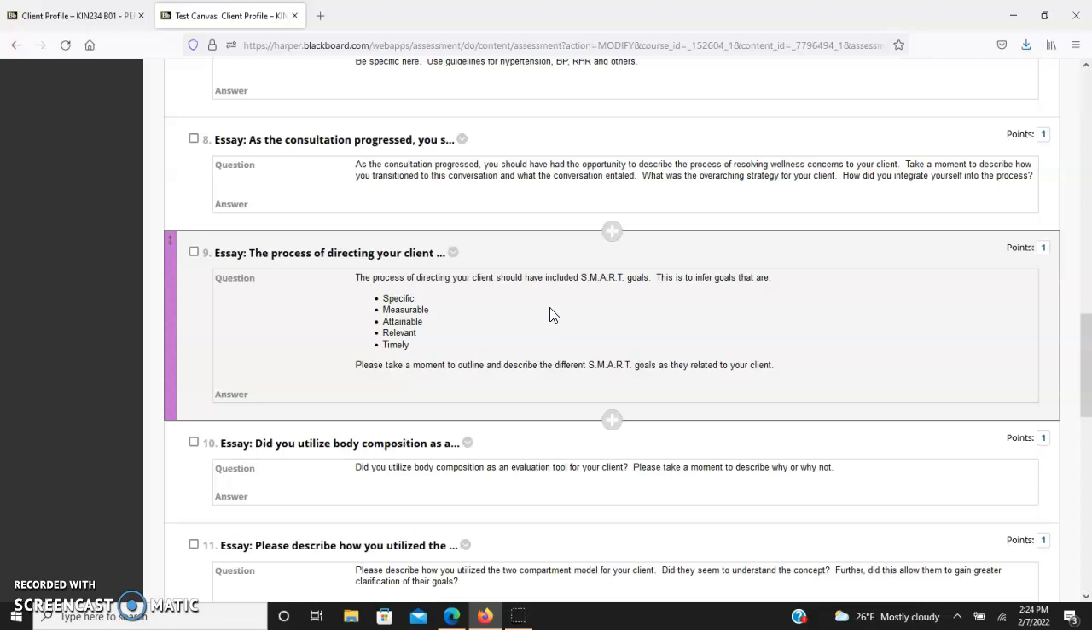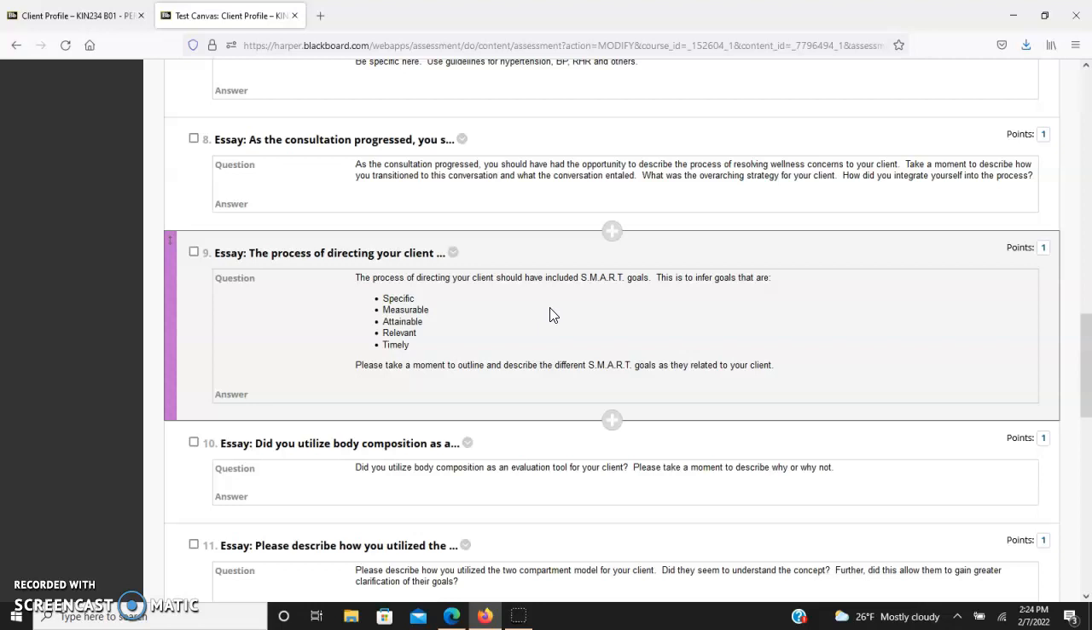So in terms of here you have a client and you're going to say, okay, your goal is to do this or X, Y, and Z. We're going to be able to measure your body composition or the weight on the scale or how much you push on the bench press. And is it realistically attainable?